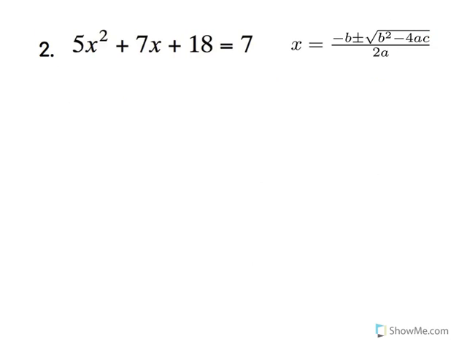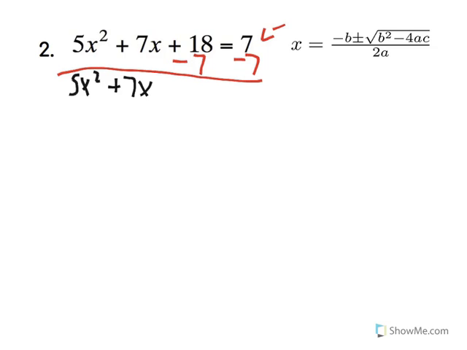So let's look at the next example. This one we have 5x squared plus 7x plus 18 equals 7. Now it's not equal to 0 right here, so you need to make sure that we can make it equal to 0. We'll do that by subtracting 7 to both sides. I'm going to line it up under its like term, so it's going to go underneath the 18, because we can combine those. That's going to become 5x squared plus 7x. 18 minus 7 gives us plus 11, and then equals 0. Now we have it equal to 0.